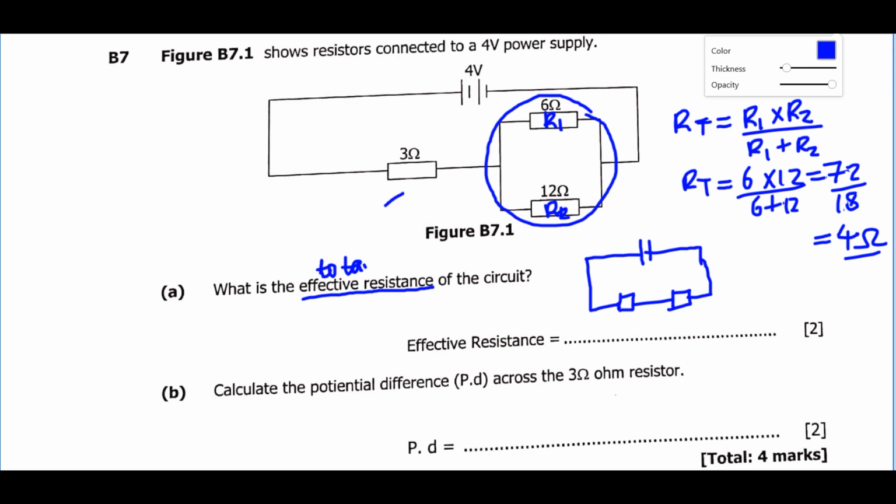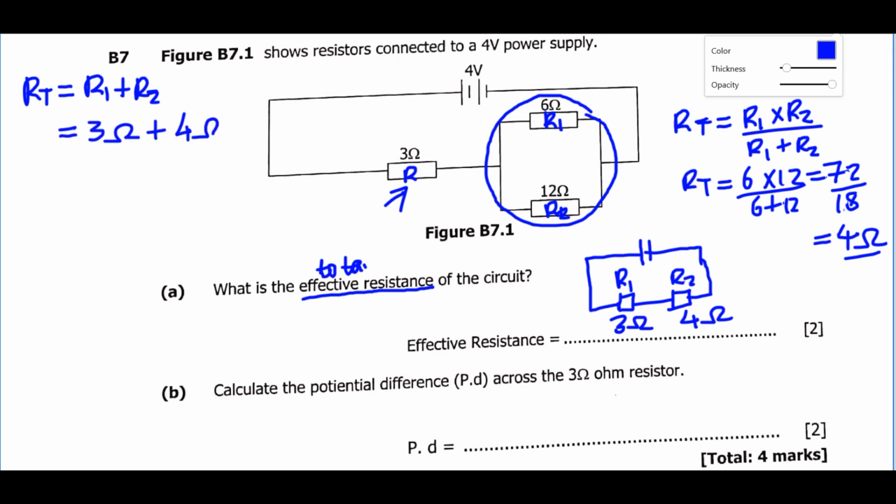So here, this is 3 ohms. Then this is the 4 ohms. So we've combined the two. Now, how can we consider the other two? These two are connected in series. So to find the final answer, total resistance is equal to resistor 1, this one, plus the total resistance of the other two, which is resistor 2. So 3 plus 4 gives us 7 ohms.